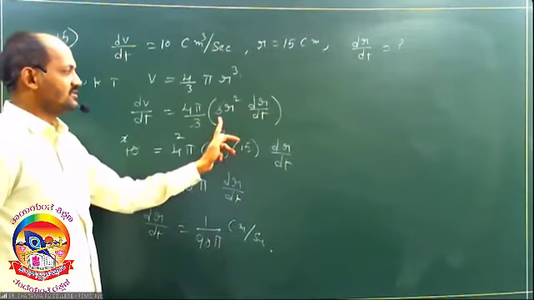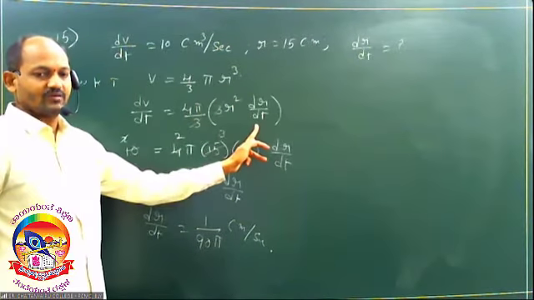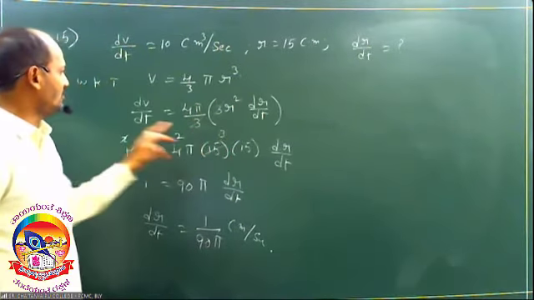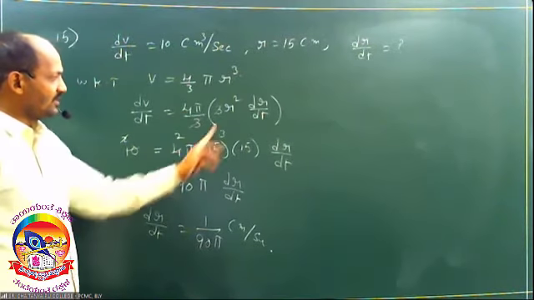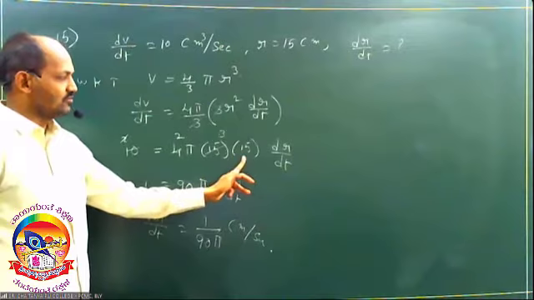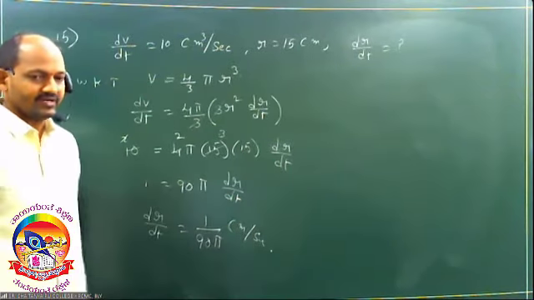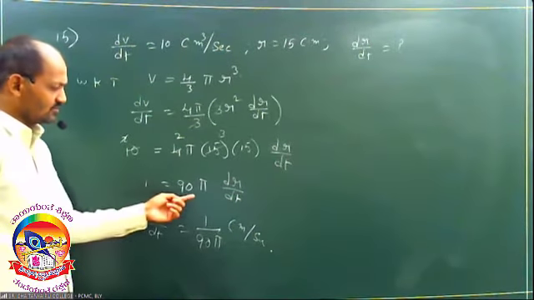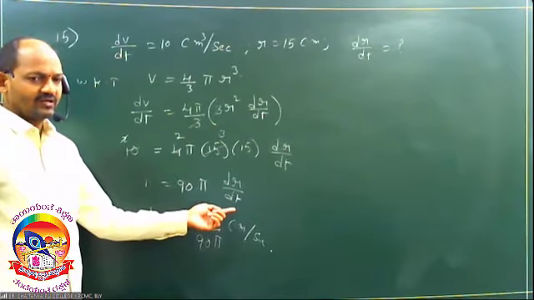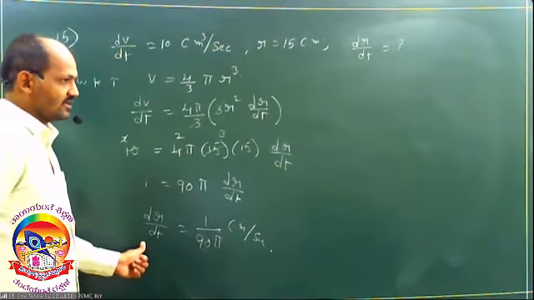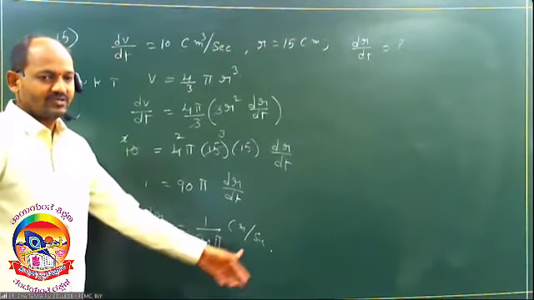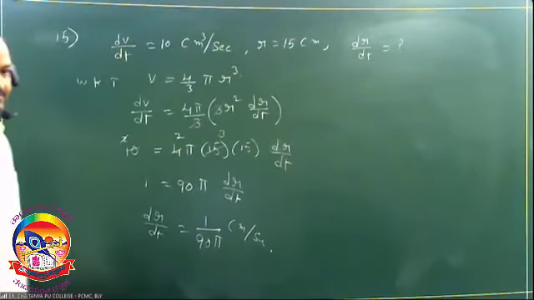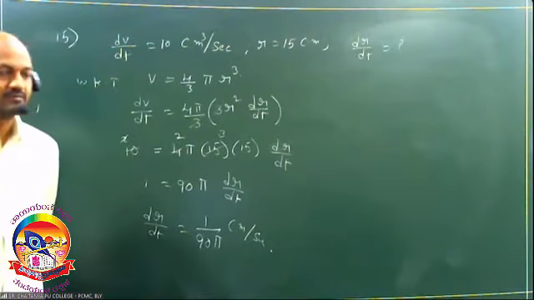R power 3 is 3 r square dr by dt. 3 by 3 remove. Already given dV by dt is 10. 4 pi r square means 15 whole square into dr by dt. So 1 is equal to 90 by dr by dt. Therefore, clearly dr by dt is equal to 1 by 90 by square centimeter per second. Copy this one.